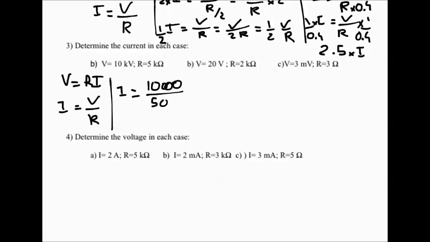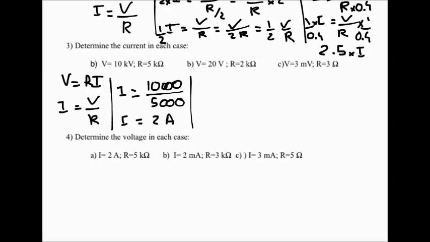Now question 3. In question 3 you're given the voltage and the resistance, and you have to calculate the current. So again we use Ohm's law. You find the current, so I is V over R. So I is 10K, be careful, it's 10K, so that's 10,000 over 5,000. I is going to be 2.